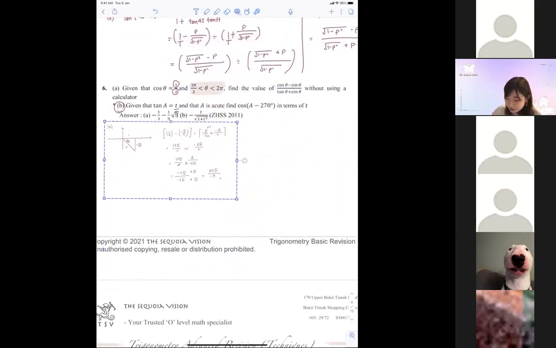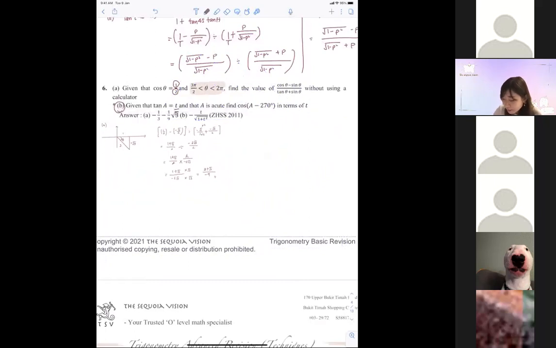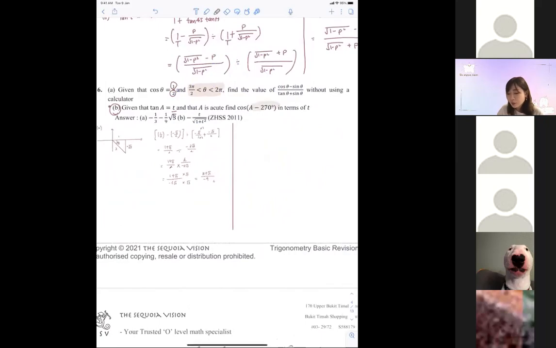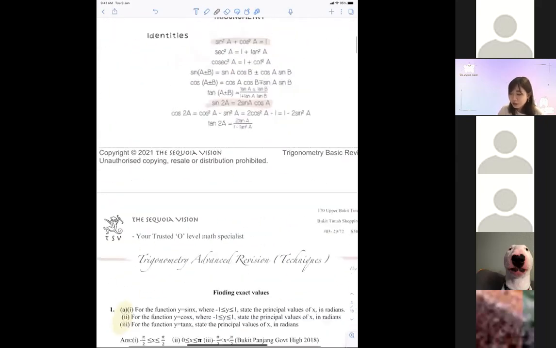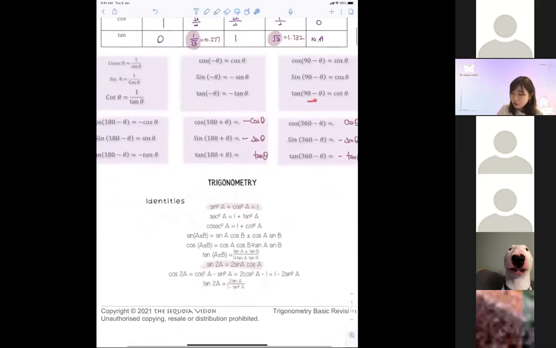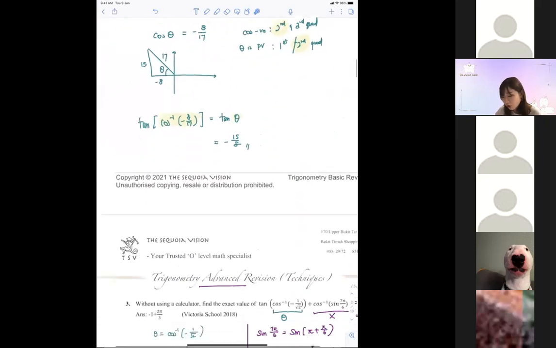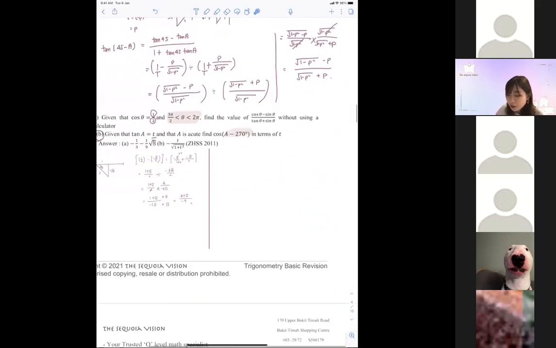Okay, so let's see part B. Every time you see a bracket, check whether it is one of your four special brackets. I'll show you again, it's either of these four, 1, 2, 3, 4. If it's one of these four, you can use the formula to change it and make it simpler. But if it's not, then you must use the addition formula.